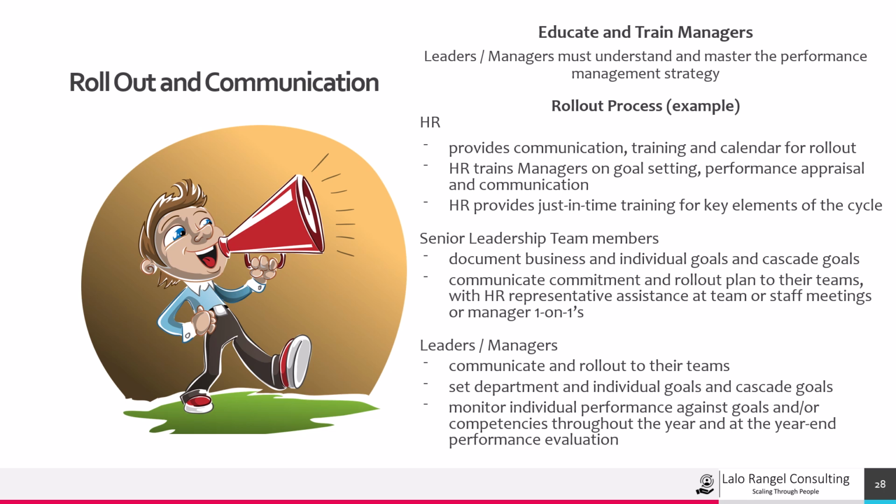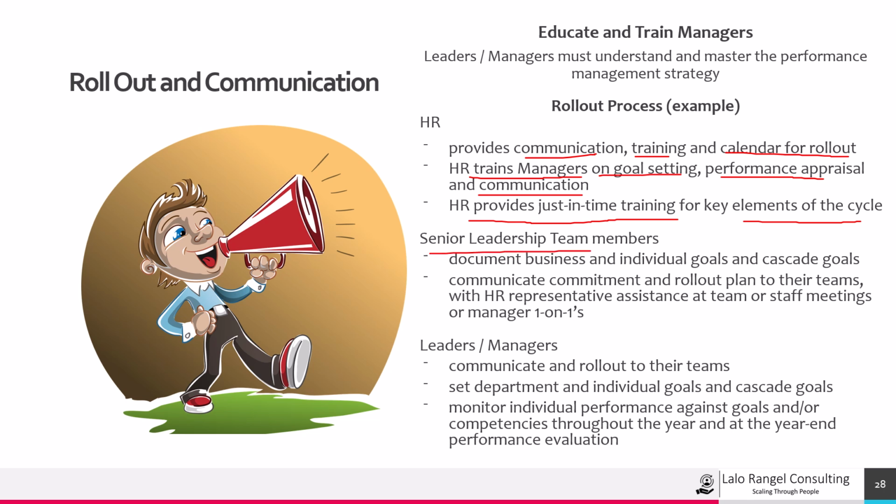And this is an example of the rollout process in which HR is going to provide the communication, the training, and the calendar for rolling out the performance management process. HR is going to develop training materials so that managers can get trained on goal setting, how to conduct performance appraisals, and how to communicate the performance management process to the rest of their businesses. Also, HR provides just-in-time training for key elements of the cycle, as we saw in the example of the performance management cycle on the previous page.